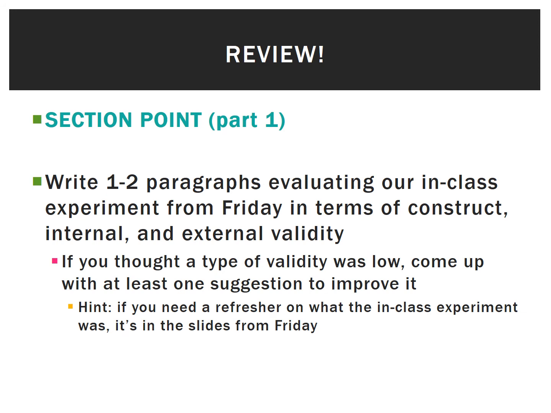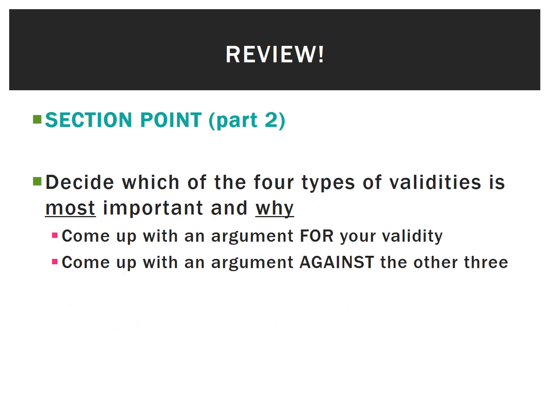So that's part one. Part two is to decide which of the 4 types of validity is most important and why. So remember, we talked about 4 different types: construct, internal, external, statistical. They all have different goals, right? So your job is to think, okay, which one of these do I think is the most important and why? So you're going to come up with an argument for your validity and an argument against the other 3. And I do want to note here that there is no real right answer to this question. You can have good arguments for any of the 4. Right? So this is just an exercise for you to think about.